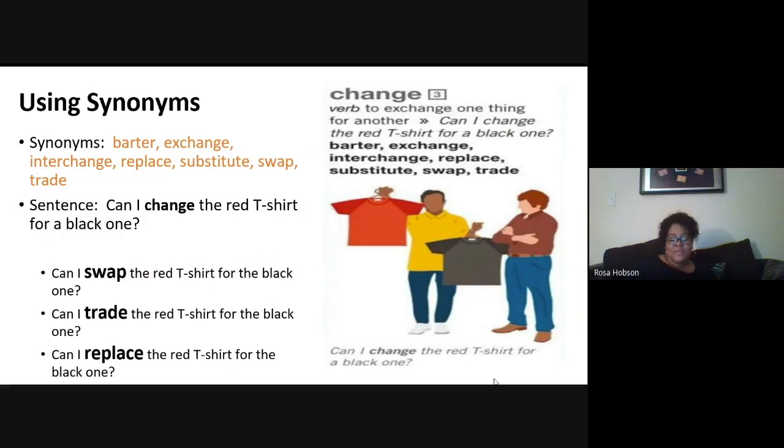Let's take an even deeper look. So, when we look at the sentence, I can change the red t-shirt for a black one, we could switch out the word change for another word. I can swap the red t-shirt for the black one. I can trade the red t-shirt for the black one. I can replace the red t-shirt for the black one. Again, all of these are synonyms, words that mean the exact same as the word change.